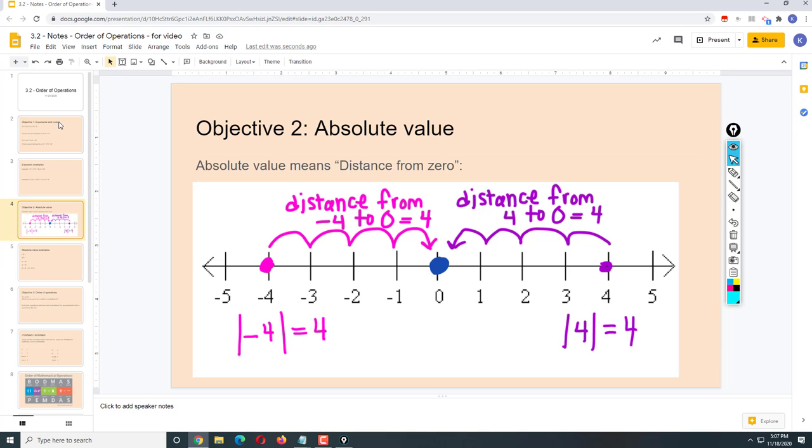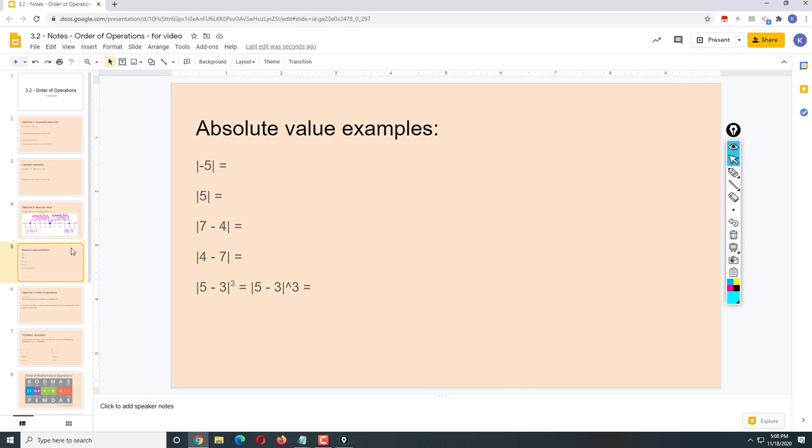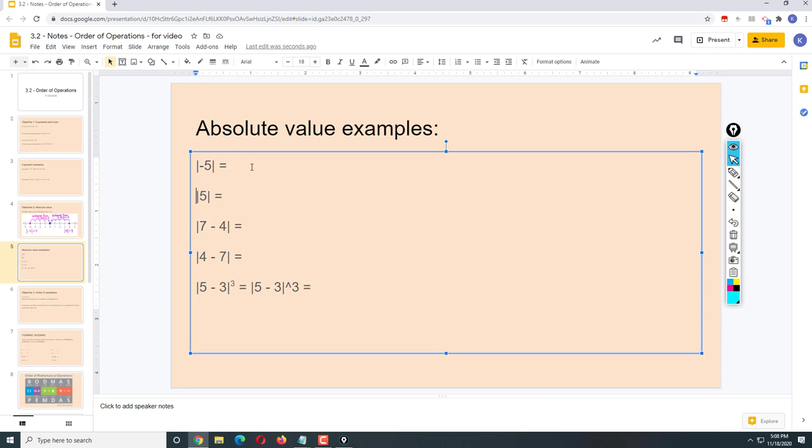Next, absolute value. If we see something like this, absolute value of negative 4, that's equal to 4. Why? Because negative 4 is a distance of 1, 2, 3, 4 from 0. And absolute value of 4 is also 4 because 4 is also 1, 2, 3, 4 from 0. Okay. So some examples. Absolute value of negative 5 is 5. Absolute value of 5 is 5. So really, absolute value makes negatives positives and keeps positives as positives.